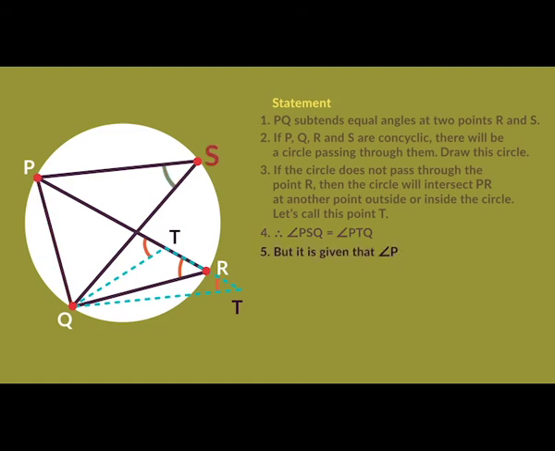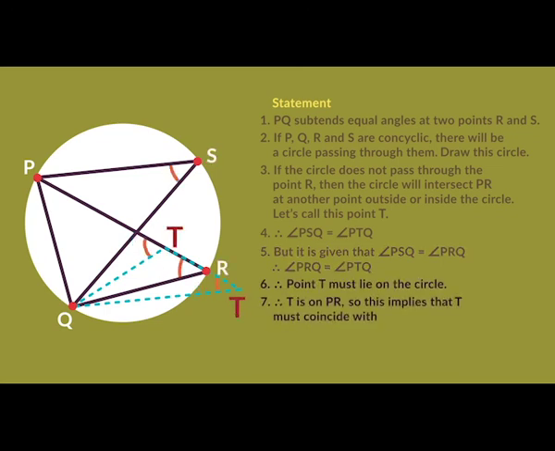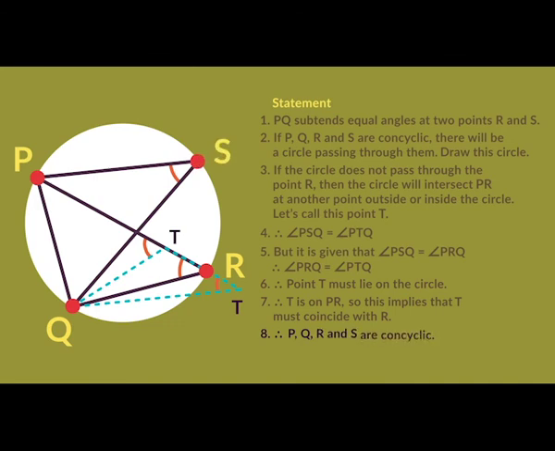But we have been given that angle PSQ is equal to angle PRQ. So angle PRQ must equal PTQ. This is only possible if T coincides with the point R because they are angles between the same line segments. So we have proved that P, Q, R and S lie on the same circle. This is called proof by contradiction.